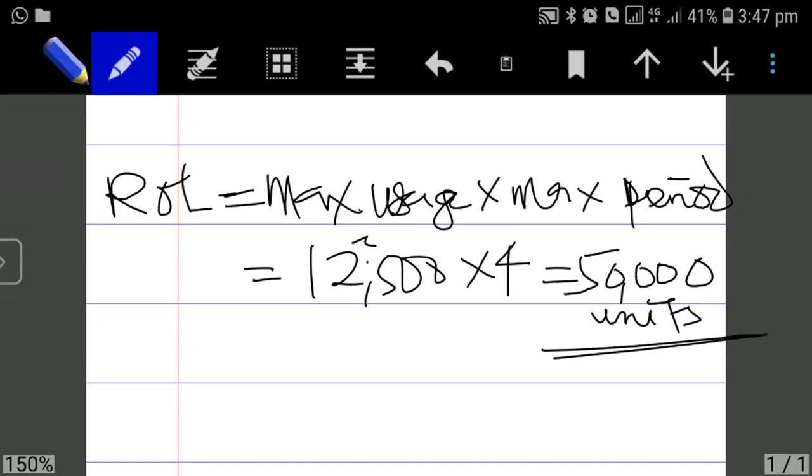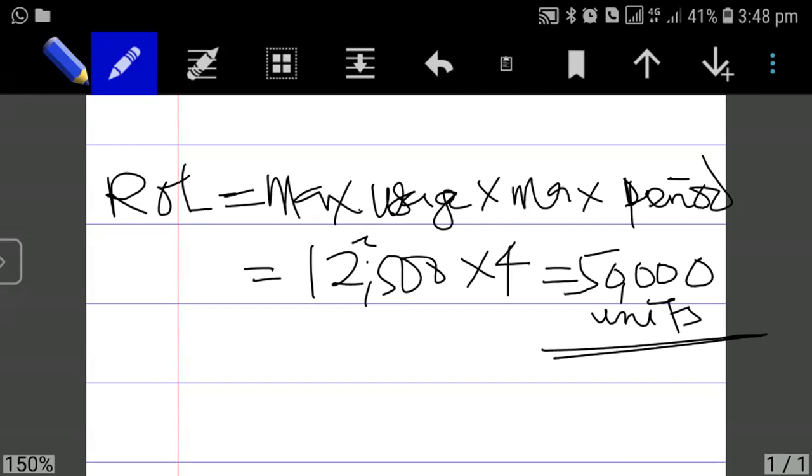Having calculated the reorder level, let us now go to minimum stock level. The minimum stock level is the lowest level at which stock can be allowed to fall. That is, your stock must not reduce beyond that level. That's why we call it minimum level. The minimum at which your stock should reduce is what you call minimum level.